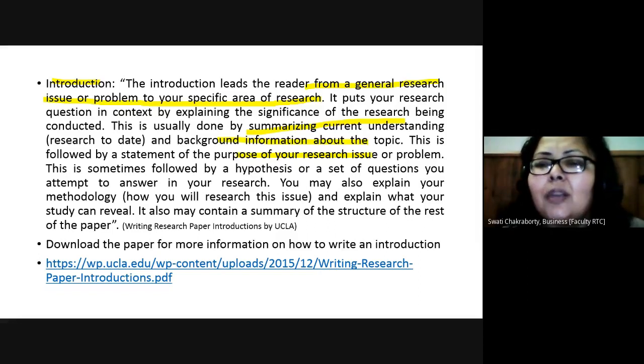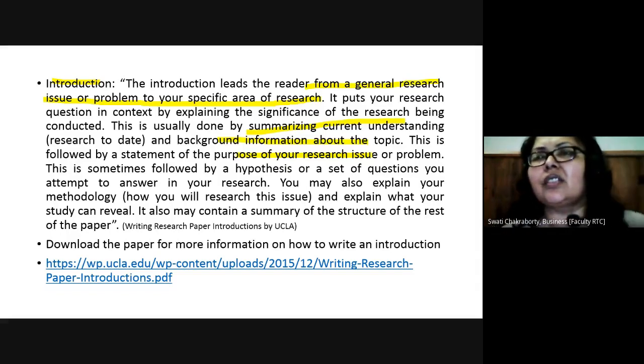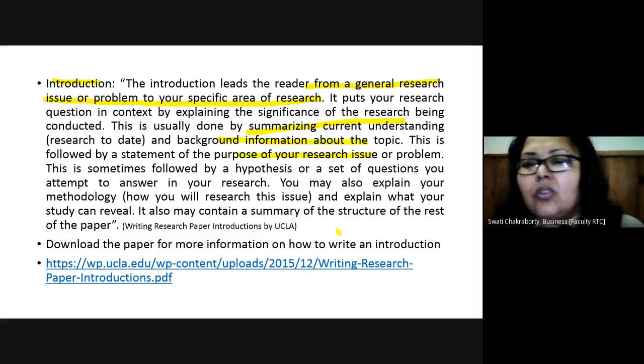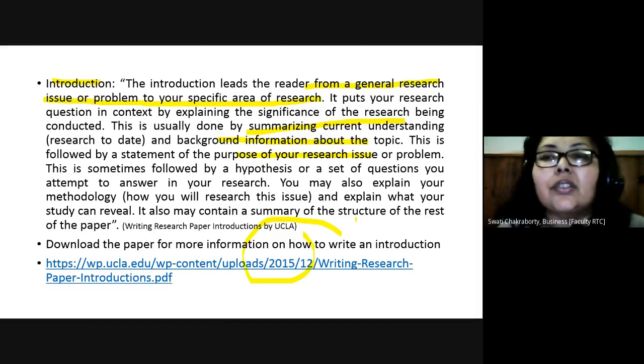It can also include a summary of the structure of the rest of the paper, everything is there. And then from there, you start using your research design, methodology, data collection, and it goes on. So this is the website which tells you more about how to write an introduction.